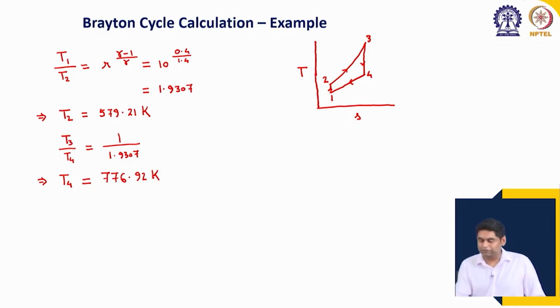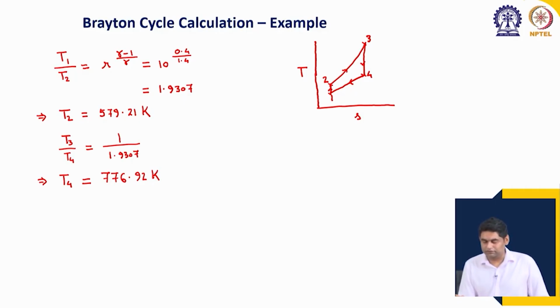So, we have found the temperature at all the 4 states. T1 equal to 300 Kelvin, T2 equal to 579.21 Kelvin, T3 equal to 1500 Kelvin, and T4 equal to 776.92 Kelvin. A very important point that we should remember here, although it is very basic, is to use the values in Kelvin when we are doing these calculations. T1 by T2 is equal to P1 by P2 to the power gamma minus 1 by gamma.